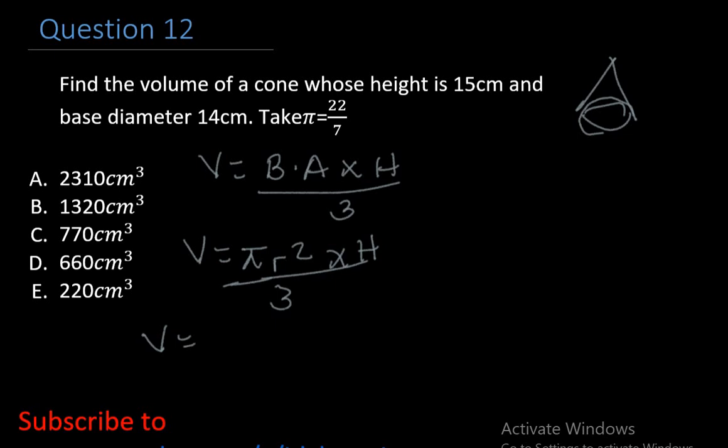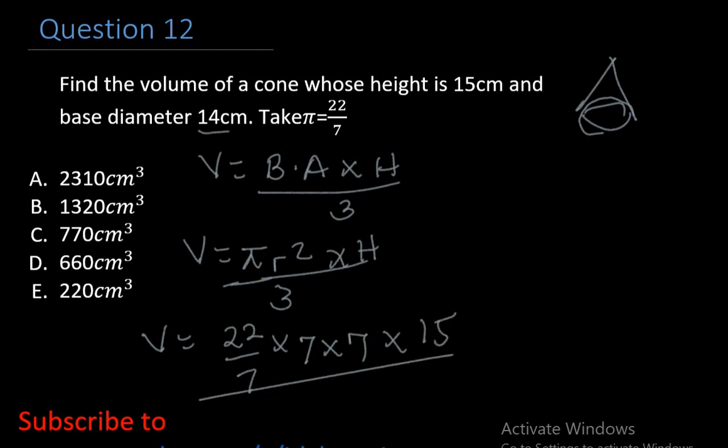So the volume will be pi, which is 22 over 7. If the diameter is 14, then the radius is half of it, which is 7, times 7, times height, which is 15. Now you divide by 3. This 7 here, 1, 7 here, 1. 3 here, 1, 3 into 15 is 5. 5 times 7 is 35. Now 35 times 22 will give us our answer.